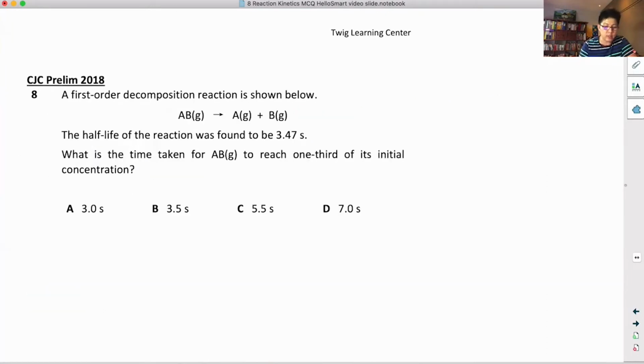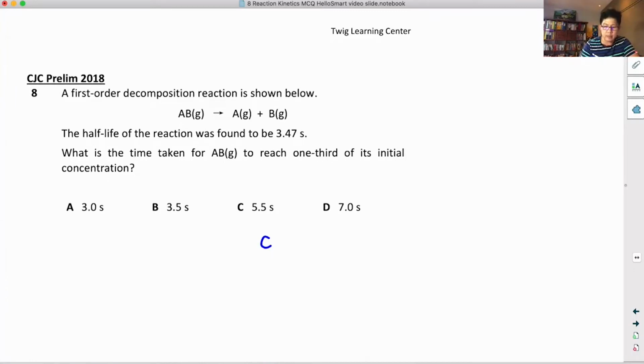Okay, let's look at the next question, 8. A first order decomposition reaction is shown below. The half-life of the reaction was found to be 3.47. What is the time taken to reach 1/3 of its initial? There's a formula. Let C be the concentration of a reactant at time t, C naught be the initial, and then half to the power n, where n is the number of half-lives. They ask for the time taken to reach 1/3 of its initial concentration. Say the initial concentration is 1, and after some time it becomes 1/3. So half to the power n.